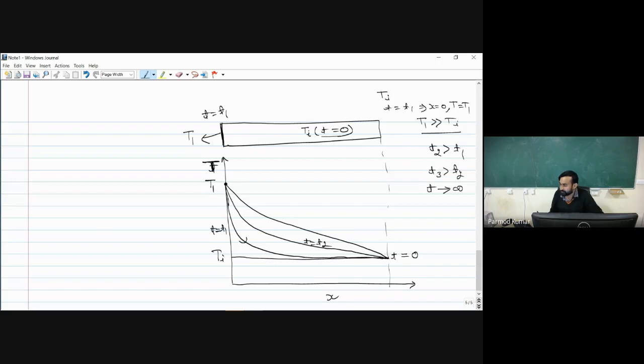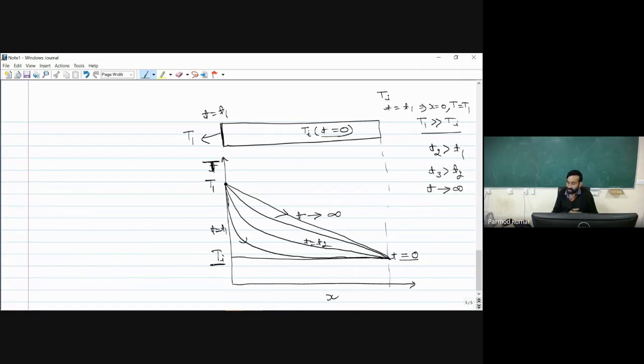I will be having development of some linear temperature gradient within the rod, because it's a one-dimensional situation. So that will be happening when my time is approaching infinity. In this particular situation, if you see what is happening at time t equal to 0, we were having temperature over the entire rod as Ti.